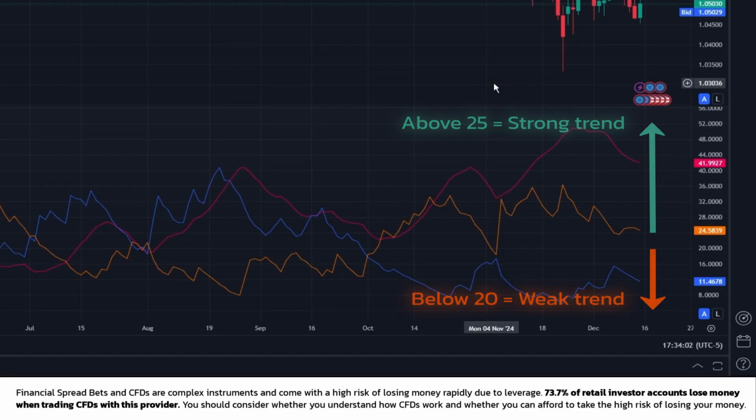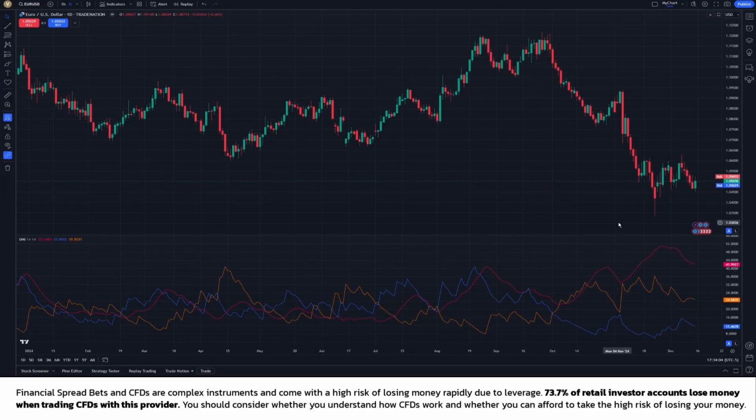non-trending market. One of the key features of the indicator is its ability to identify not only the direction, but also the strength of a trend. When the plus DI line is above the minus DI line, it indicates that upward pressure is greater than downward pressure, suggesting a bullish trend. Conversely, when the minus DI line is above the plus DI line, it indicates a bearish trend. The ADX line, meanwhile, provides additional context on how robust that trend is. A rising ADX signals strengthening momentum, while a falling ADX suggests that the trend is weakening.